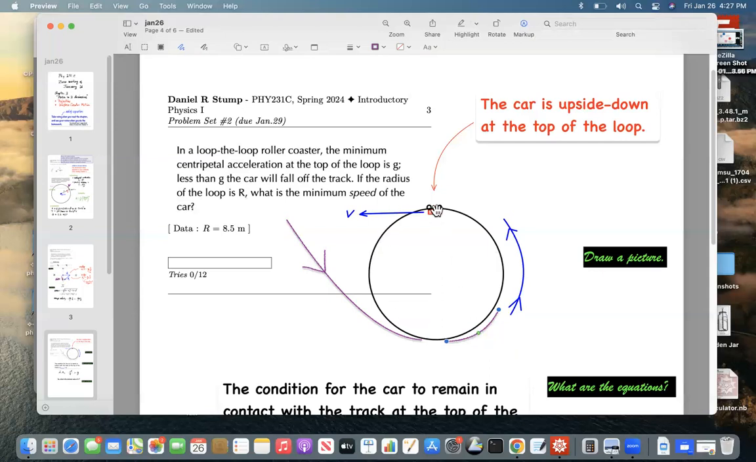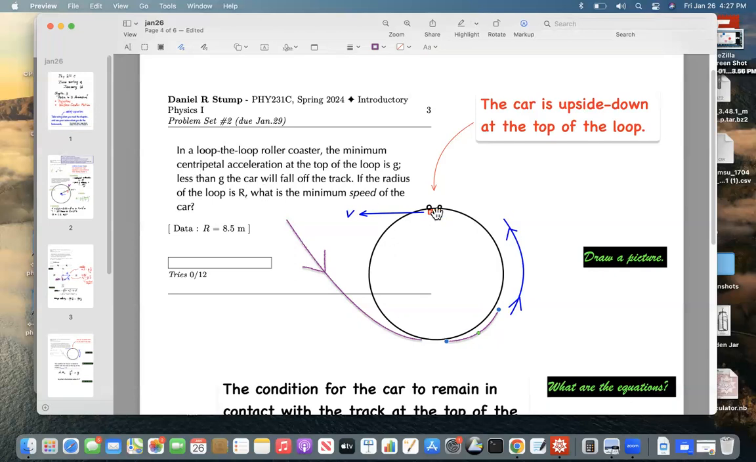Now, you don't want it to fall off. You want the car to remain in contact with the tracks. It has to be going fast enough that it won't fall off the track. So, you need to know a condition so that it won't fall off the track. The speed has to be fast enough. Now, the statement of the problem tells you the condition.